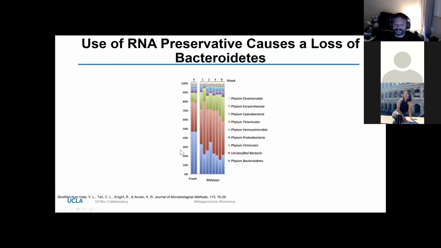But we see here something that's interesting. We actually have a loss of bacteroidetes. And typically, as I showed before, bacteroidetes are gram-negative, so usually bacteroidetes tend to be overrepresented. In this case, they're being underrepresented.